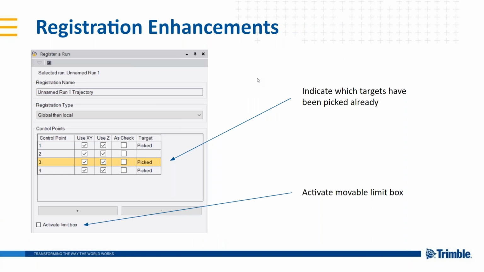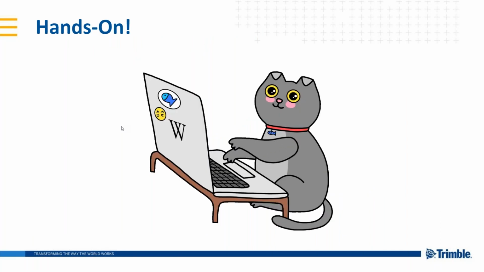So in the register run window, we have a new column in the middle which says if the target is picked or not. Especially when you have a lot of targets, it's easier to keep in mind which ones are already picked or which ones are not. Also, we have a way to activate a movable limit box, which will help pick the targets better in case you have an environment with a lot of objects and the target might be hidden behind something. But I think it's better to see these enhancements hands-on, so let's move to TBC.